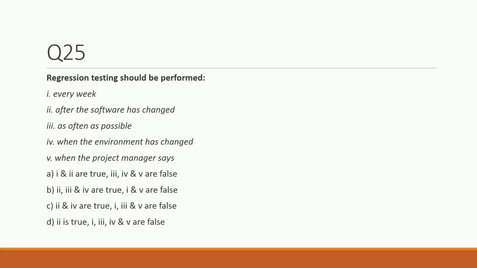So question 25 is regression testing should be performed every week, after the software has changed, as often as possible, when the environment has changed, when the project manager says.